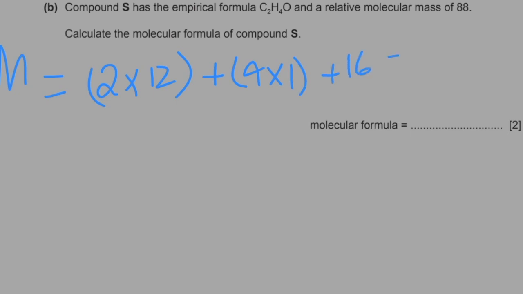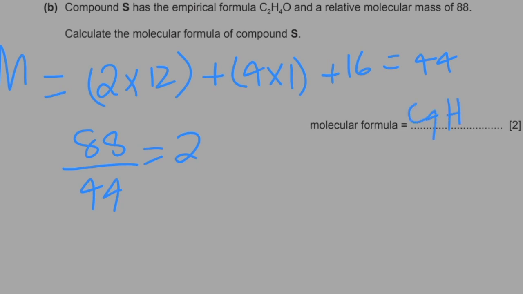So this is equal to 44. Now you divide the figure given in the question, which is 88, with the value which we just calculated, and this gives the answer as 2. So you multiply 2 with all of the number of atoms over here. So you have 2 2s are 4 carbon atoms, 2 4s are 8, which means 8 hydrogen atoms, and 2 1s are 2, which is 2 oxygen atoms.